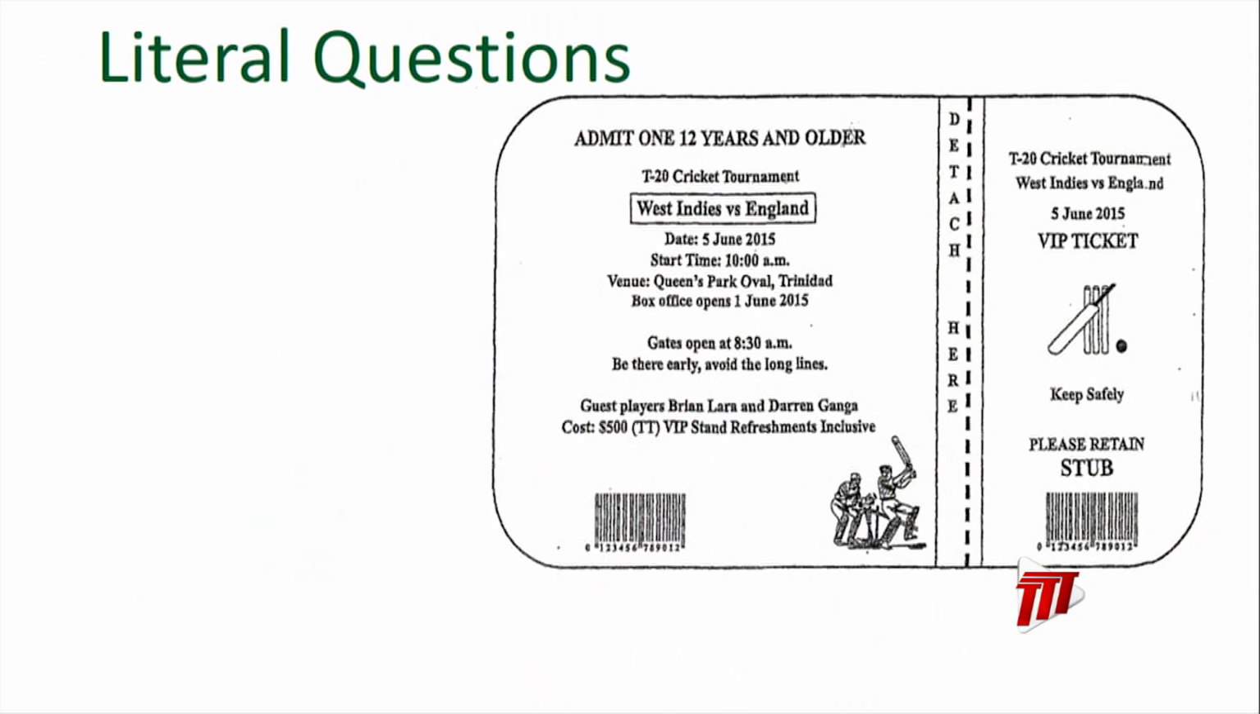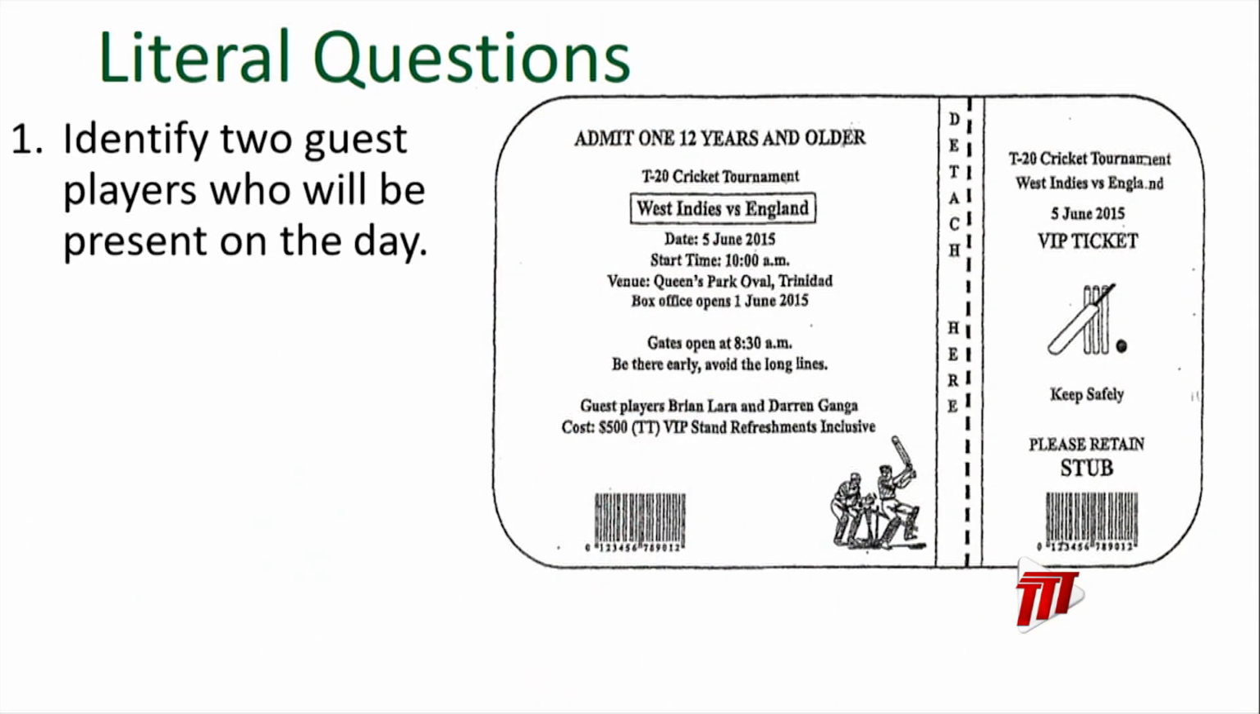Remember, the questions based on the literal objectives can be answered directly from the text. So the information is on the text. By looking at the graphic, you would be able to quite easily find your answers to these questions. So let's start with our first question. Identify 2 guest players who will be present on the day.